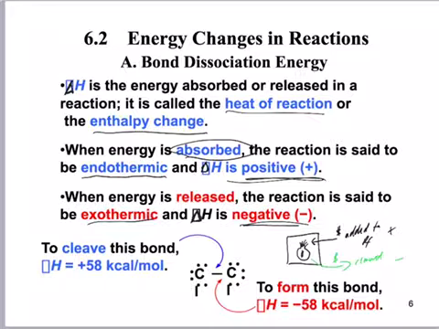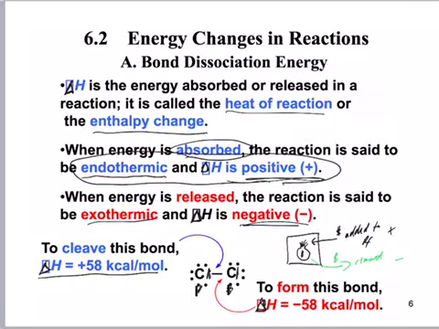So if we go back to our little chlorine molecule here, Cl and Cl. You'll notice that the enthalpy change to break it is in blue here, which means this is a positive value, endothermic. To form the bond, energy is released in red. That's a negative, exothermic.